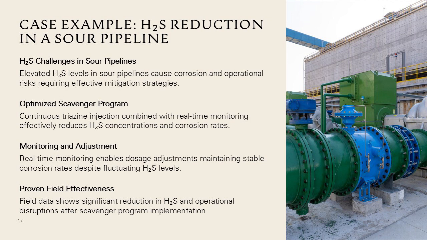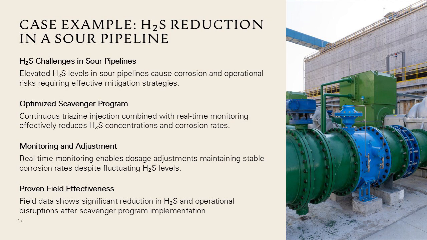Field data before chemical introduction may show high dissolved H₂S levels, elevated iron counts in produced water, and accelerated corrosion rates based on coupon analysis. Following injection system installation and dosage calibration, operators observe marked reductions in H₂S concentration, stable corrosion rates, and diminished operational disruptions. Periodic adjustments to injection rates ensure alignment with fluctuating production conditions.